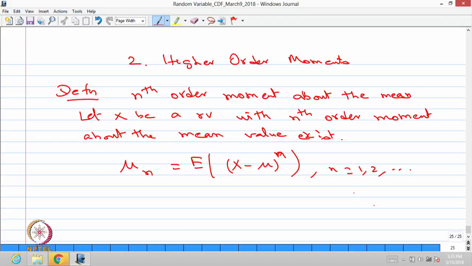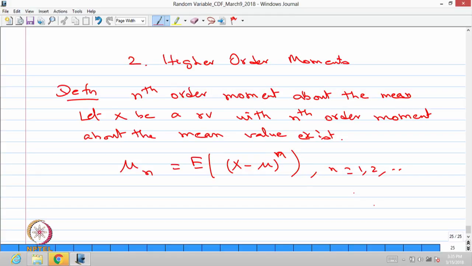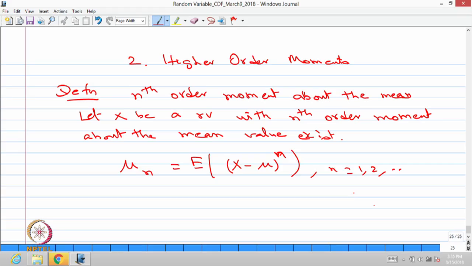2 and so on. Obviously, if you take the value n is equal to 1, that is nothing but mu suffix 1 is expectation of x minus mu, that is same as expectation of x minus mu, that is going to be 0. When n is equal to 2, then it is nothing but the variance of the random variable x. So, provided the right hand side expectation exists, then one can define the nth order moment about the mean with the notation mu suffix n.